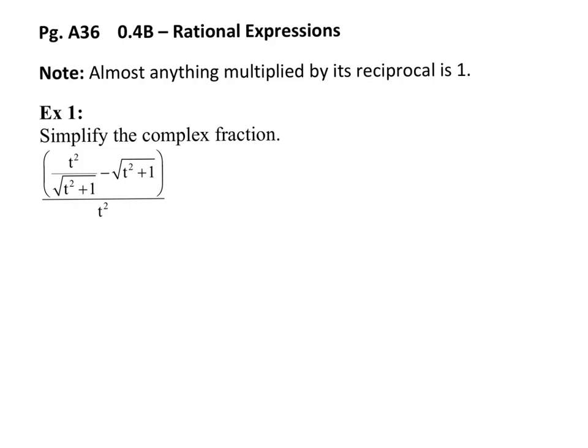All right, 0.4b, rational expressions. Now these rational expressions are going to require a bit more thought when working out. Okay, so what are we going to do with this mess here? How are we going to simplify this?